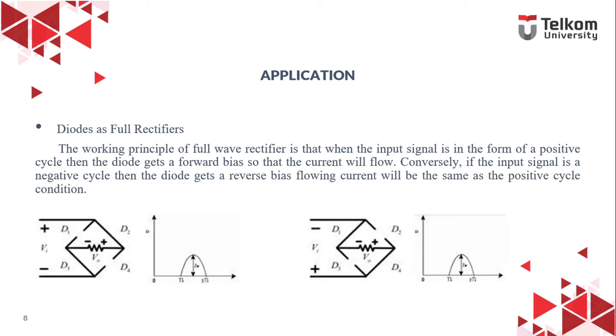Diode as full rectifier. The working principle of a full-wave rectifier is that when the input signal is in the form of a positive cycle, then the diode gets a forward bias, so that the current will flow. Conversely, if the input signal is a negative cycle, then the diode gets a reverse bias. The flowing current will be the same as in the positive cycle condition.